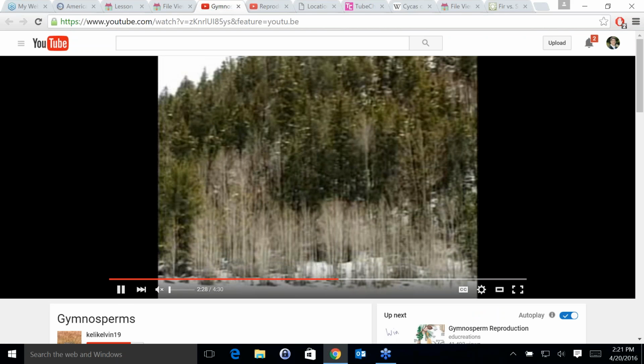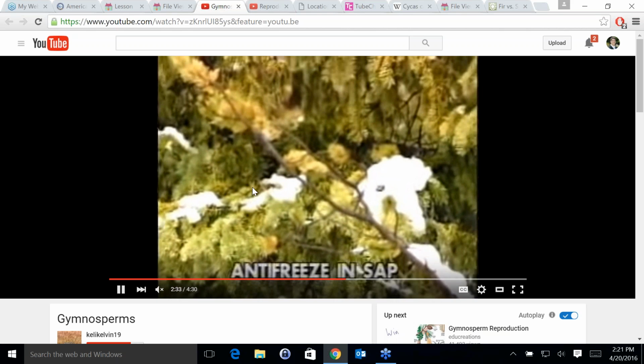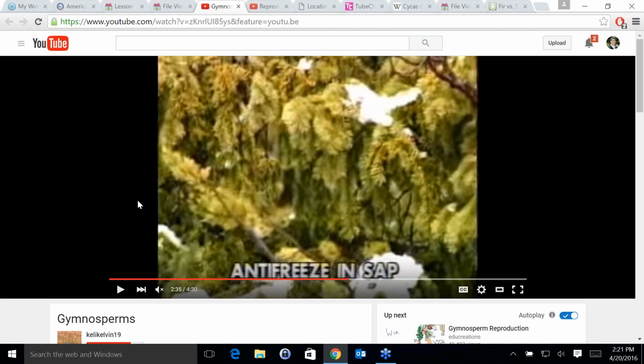Another thing that I learned here was that one of the reasons why these trees remain green throughout the year is because they actually produce a type of antifreeze in the sap of the tree. So the water is able to continue running through the plant during the cold winter, and it doesn't freeze over.